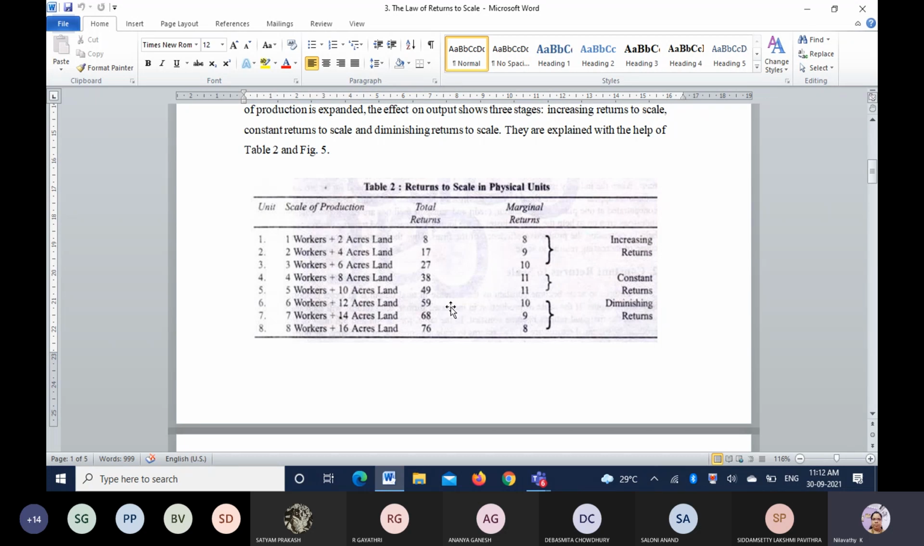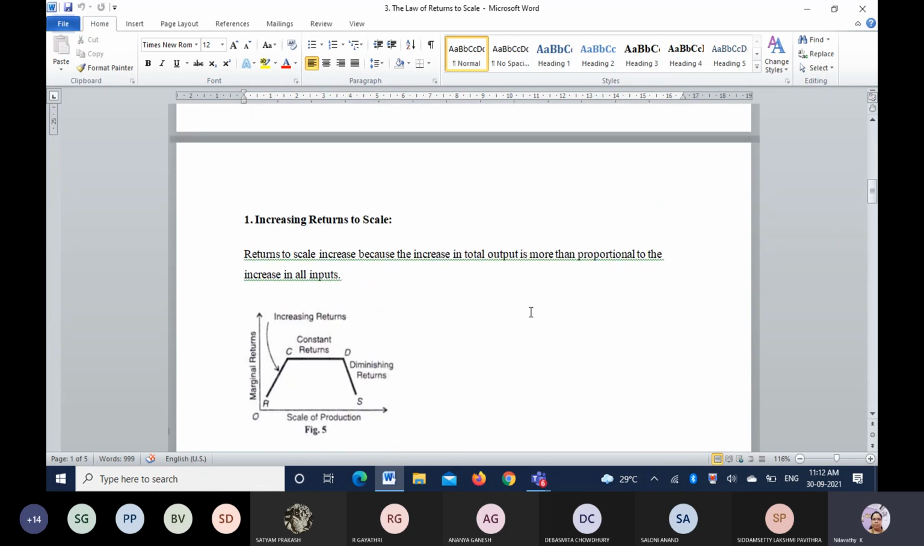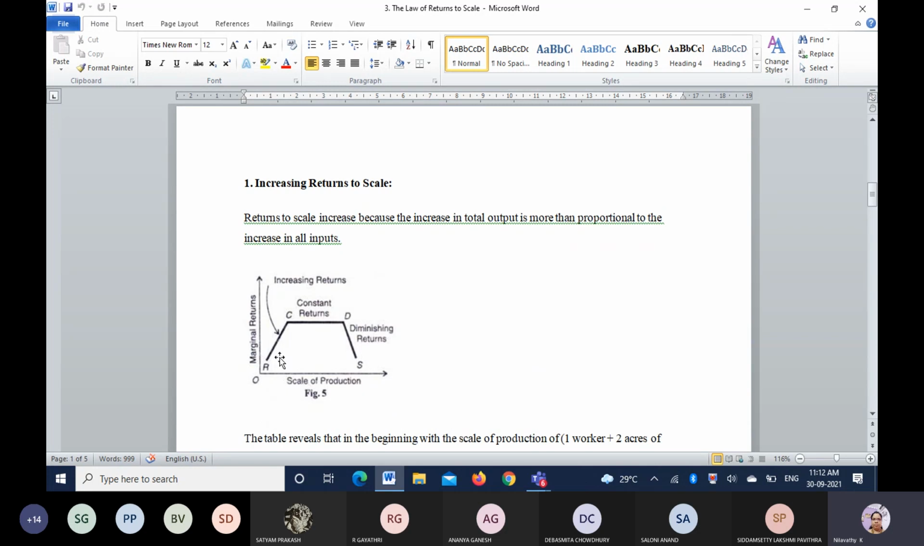But if you calculate the marginal value, there you can identify whether it is increasing returns, constant returns or diminishing returns. So this is what the law of returns to scale says. In a production process, all these three can happen. But exactly when does this happen? If you take this diagram, marginal returns is measured along the y-axis, and along the x-axis, scale of production is measured. In the initial stage, there will be increasing returns.